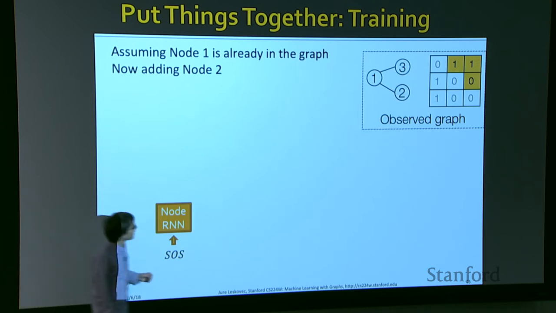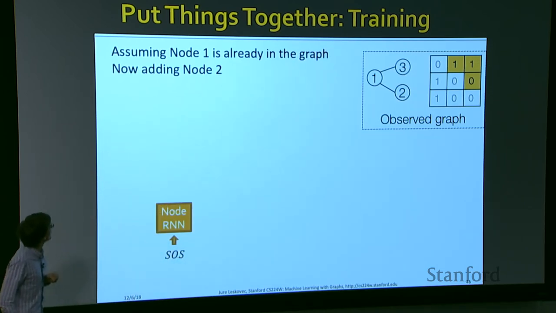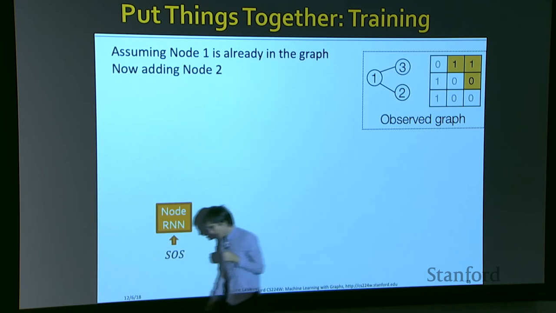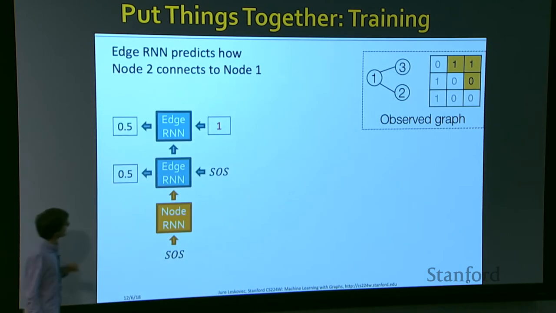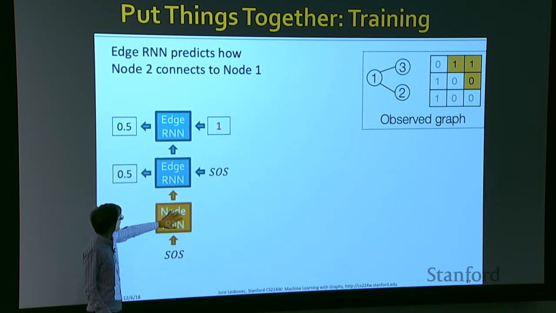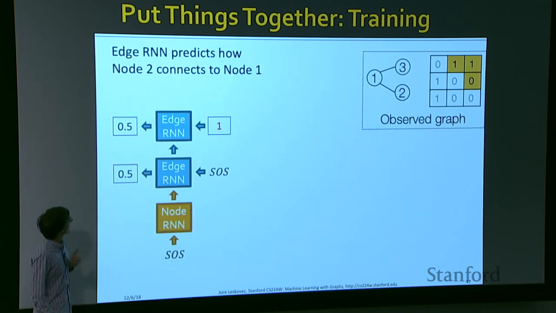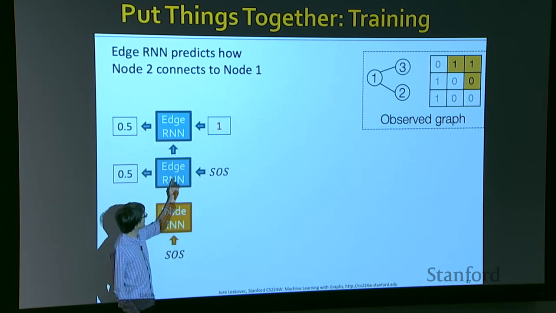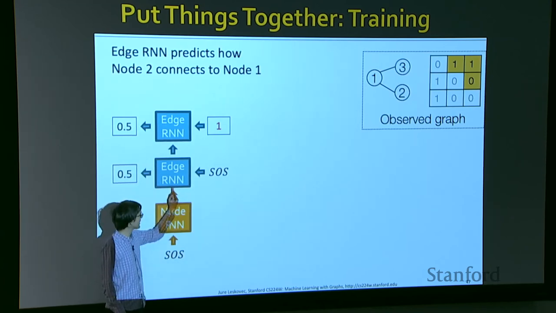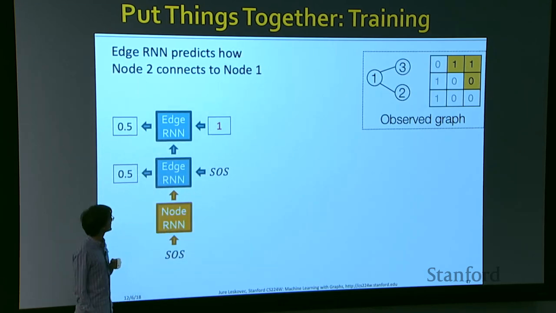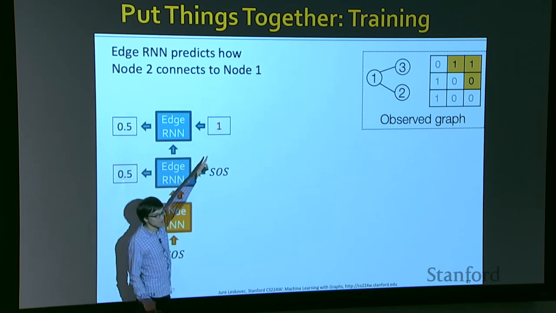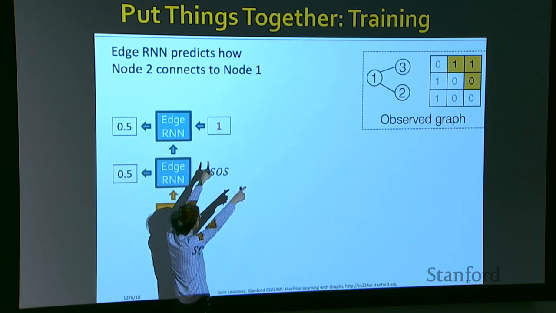Let's assume that node 1 is already part of the graph, and now we are adding node 2. This is the graph we will be generating, so you'll be able to follow. So the way this will work is we say node 1 is already there, so we now start generating node 2. So we added node 2, and now we need to decide how to connect node 2. So we first initialize the edge level RNN with the hidden state from the node level RNN. And then here we input the start of sequence. This will generate the probability of the edge. I flip the coin with that probability. The coin said yes, so I create an edge between node 2 and node 1.